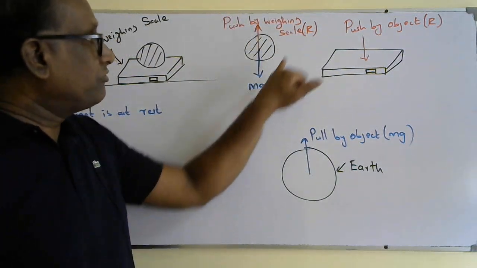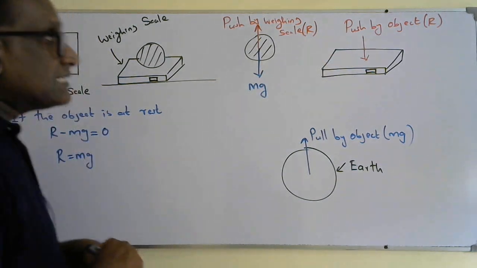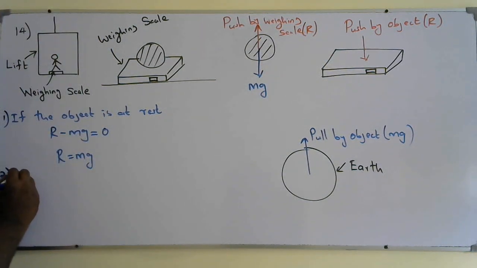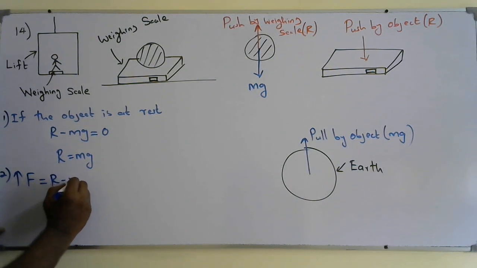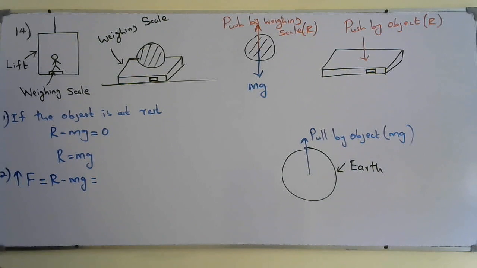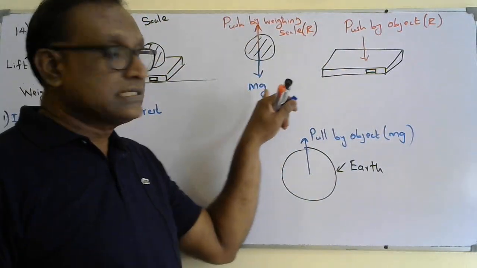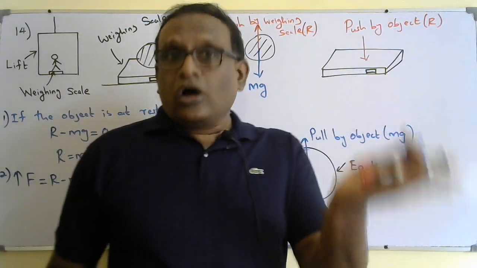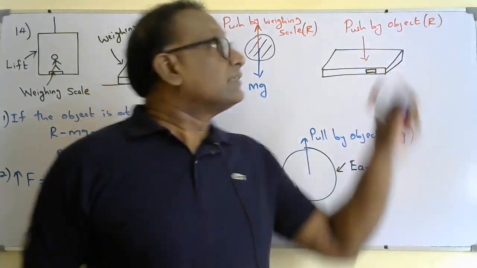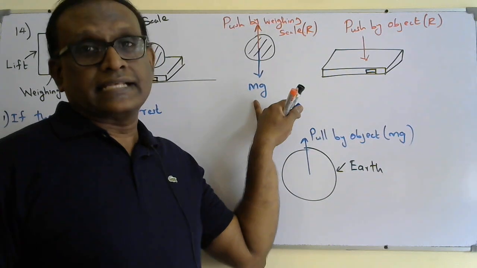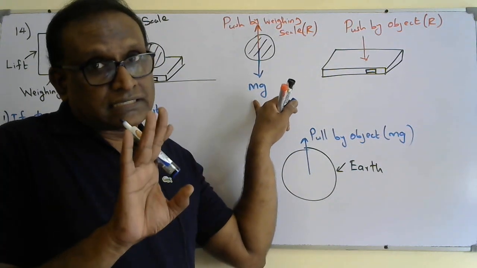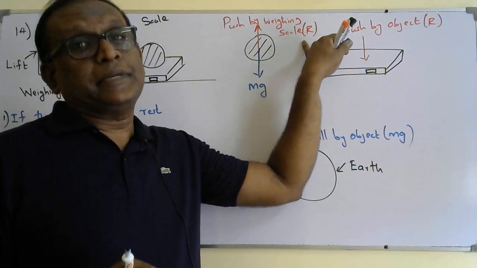So these are the two forces acting on the object. The resultant force acting on the object I can call F. That must be equal to R minus mg, because the object is accelerating upwards. It should have a resultant force, but there are only two forces acting on it. So R must be larger than mg. The weight of the object never changes. R will change depending on the acceleration.